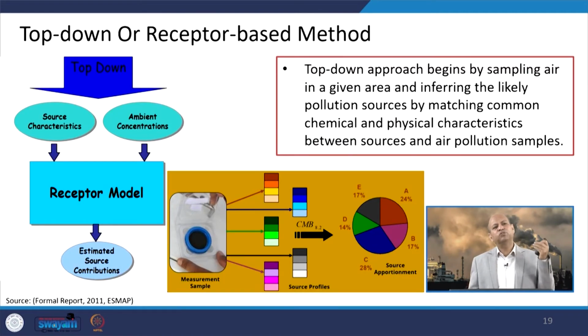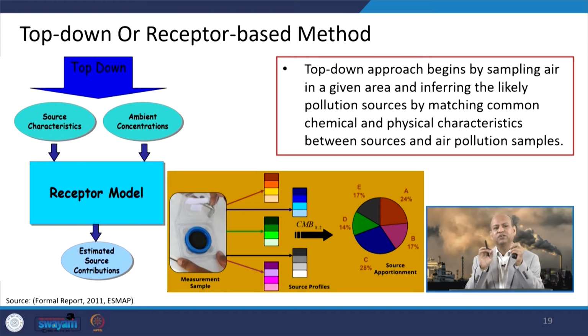Now, if you go for the top down or receptor based approach, which is another very popular method which we will see, basically we go for air quality concentration sampling, and then we match those air pollutant concentrations to the pollution sources, because we also identify the pollution sources. So, different markers are there.